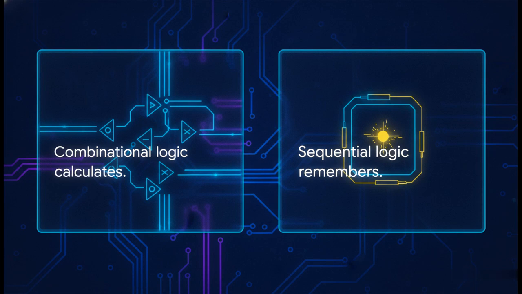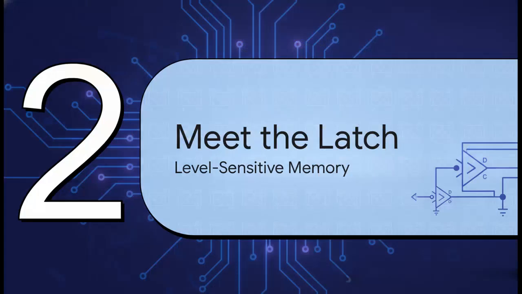But sequential logic requires elements whose output depends on both the current input and previous states. You absolutely need a circuit that can actually trap and hold a voltage level over a period of time. To solve this vital memory problem, engineers came up with a pretty solid first attempt. Let's move on to part 2, meet the latch.